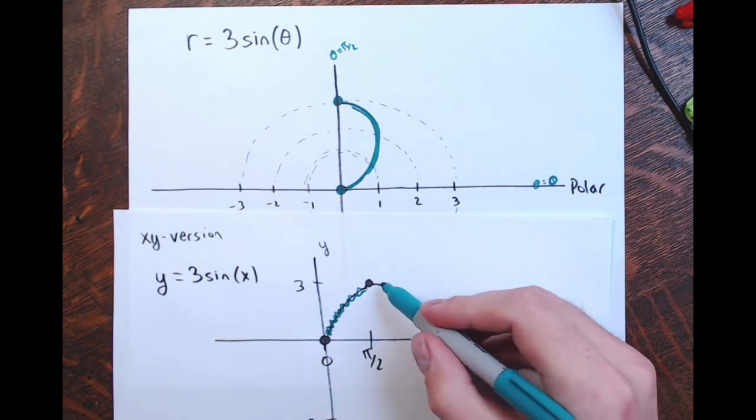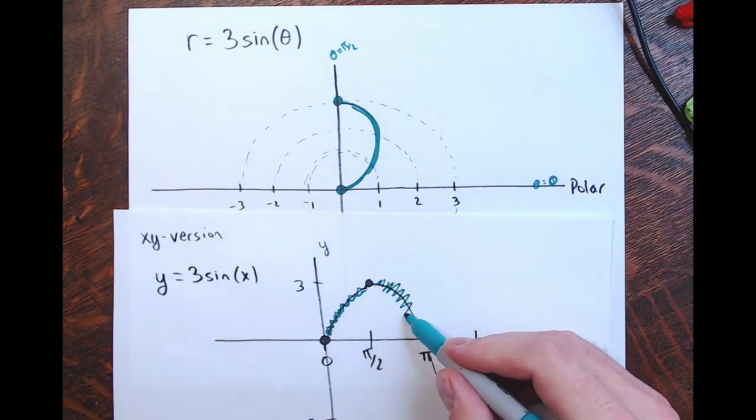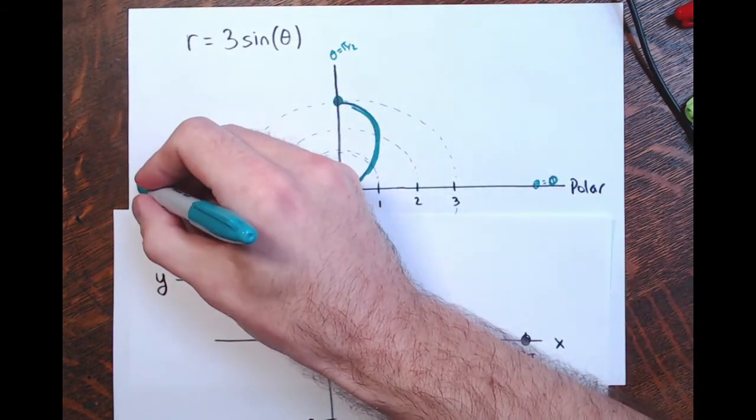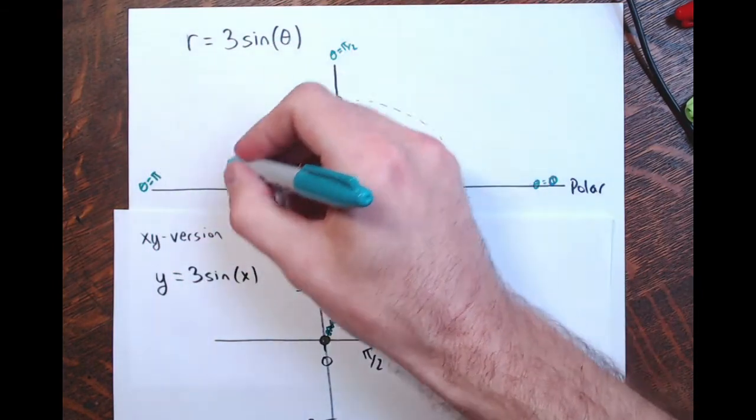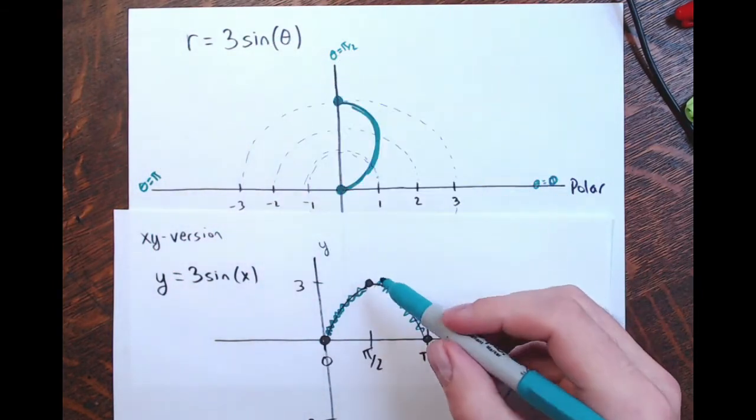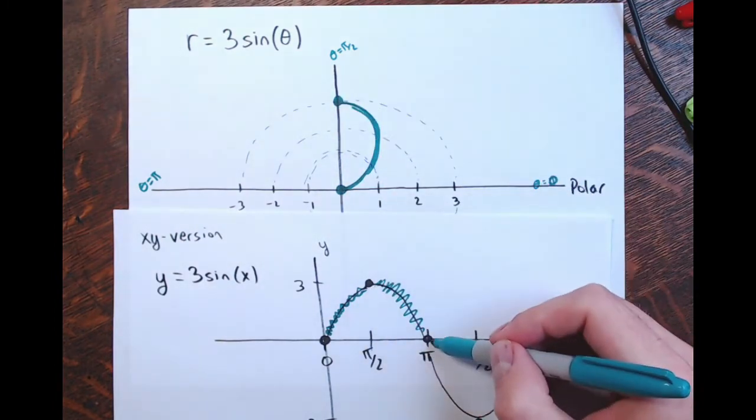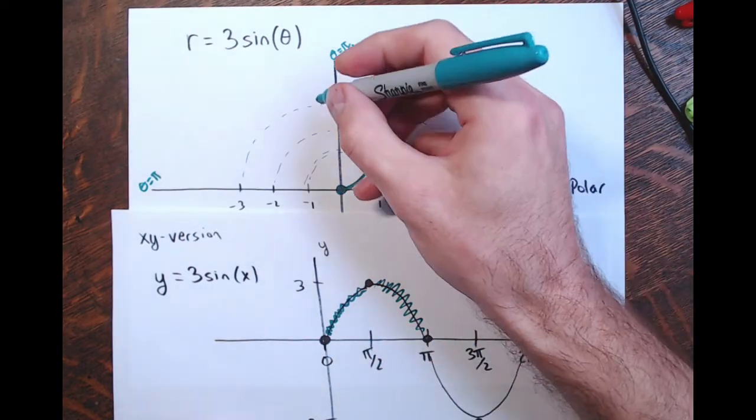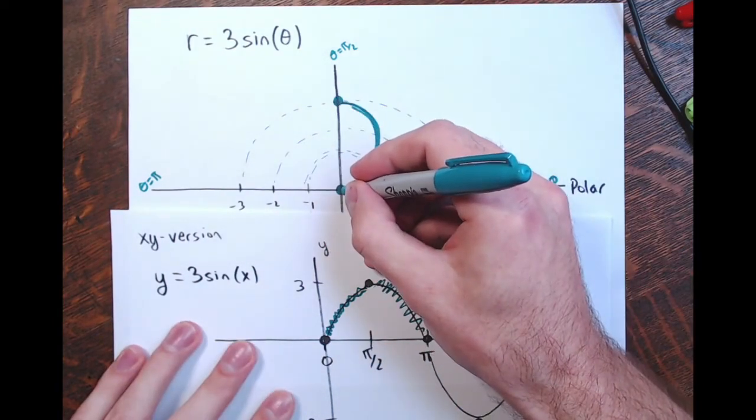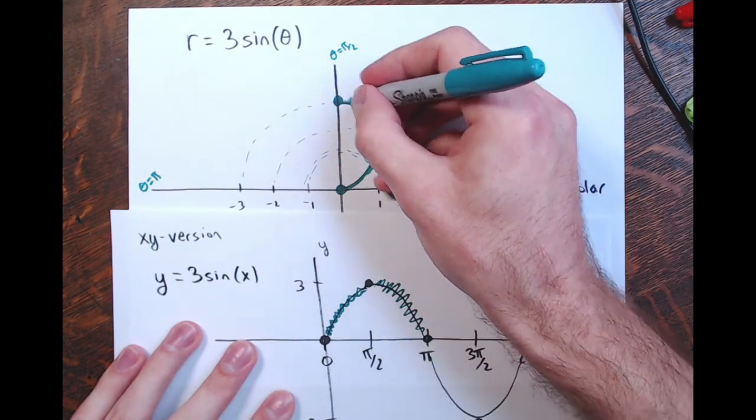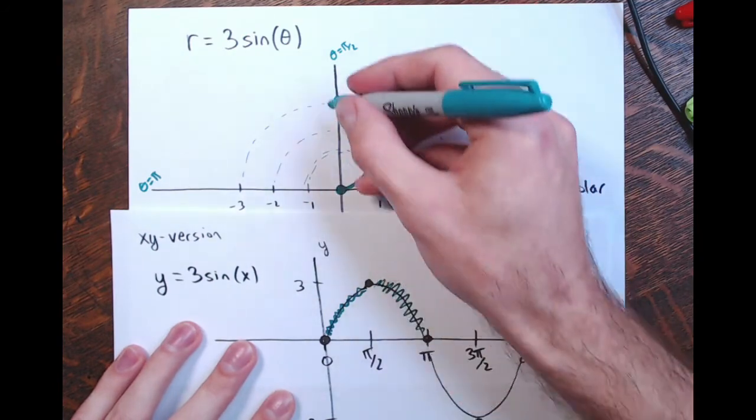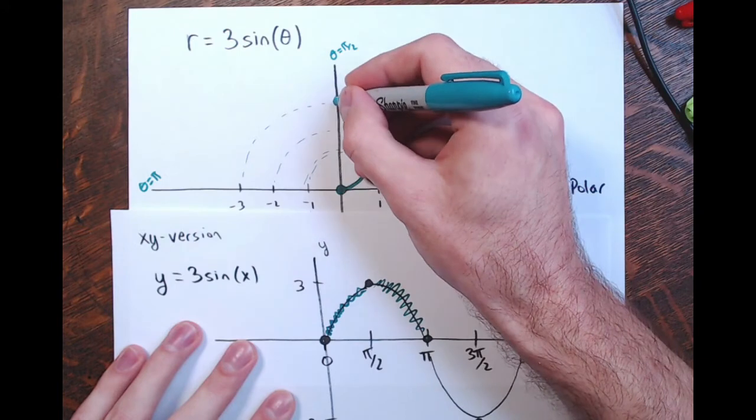Now, what about from pi over 2 to pi? So pi over 2 to pi, I'm over here in quadrant 2. The values of r go from 3, so I'm at this point, to 0. So I go down to 0, pi, right? 0 for r, pi for theta. So I'm coming right back down to the origin when r is 0, and it's basically the other half of this semicircle, right? The values of r go from 3 down to 0.